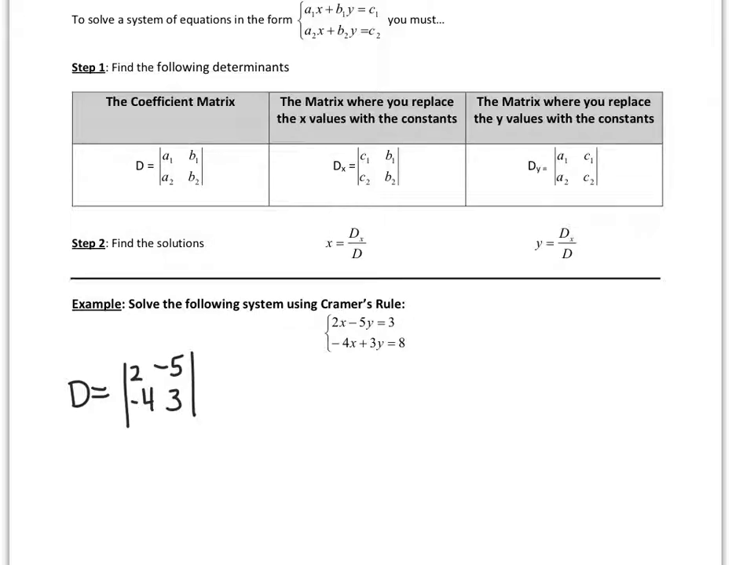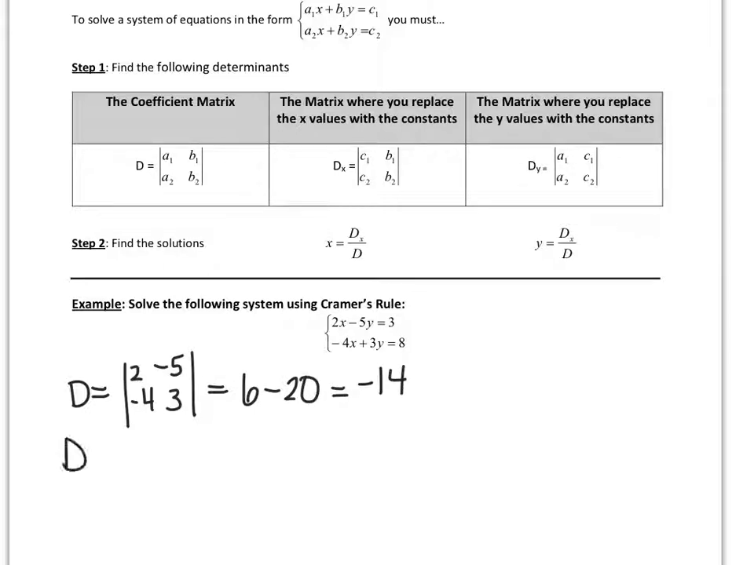And what we're going to have to do is calculate these determinants. So we know how to do that. We multiply across, so this is 6 minus 20. So the determinant is negative 14.